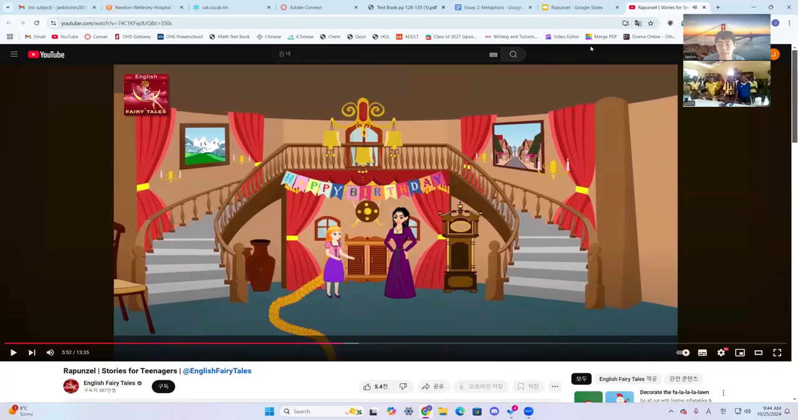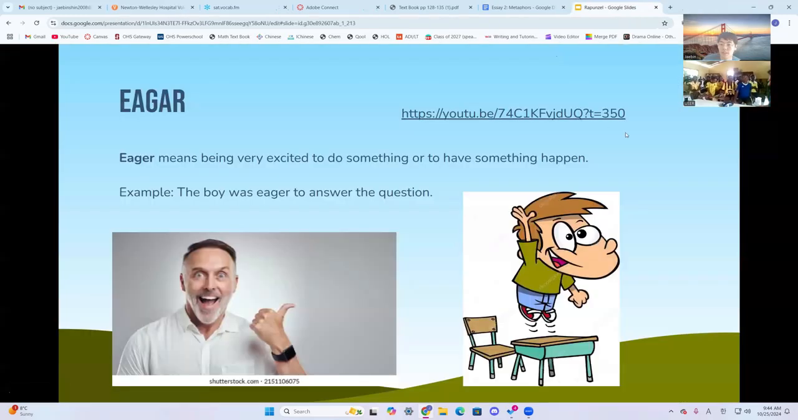So Rapunzel, as she turned 16, was eager to go outside. Meaning that she was very excited to go outside because she was trapped in the castle all along. That means when she grew older, she was very excited to finally go outside. So that's eager.